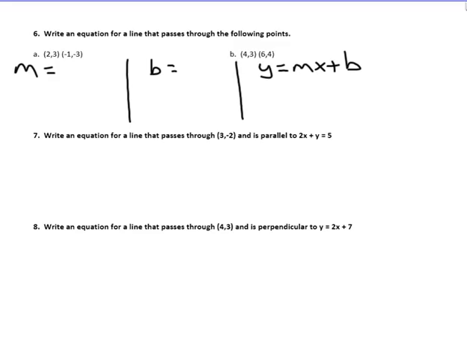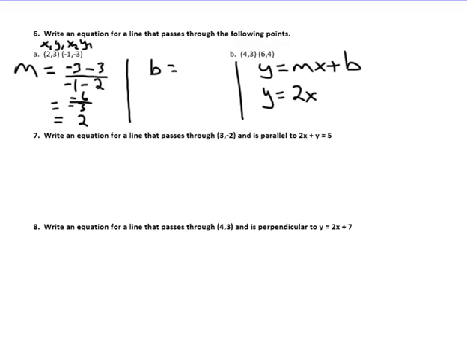In order to get the slope, I need to find x1, y1, x2, y2, using the slope equation, which is y2, negative 3, minus y1, which is 3, over x2, negative 1, minus x1, which is 2. Negative 3 minus 3 is negative 6. Negative 1 minus 2 is negative 3. Negative 6 divided by negative 3 is 2. So we have a slope of 2. I can plot that in over here: y equals 2x.